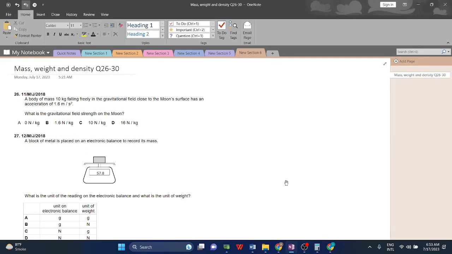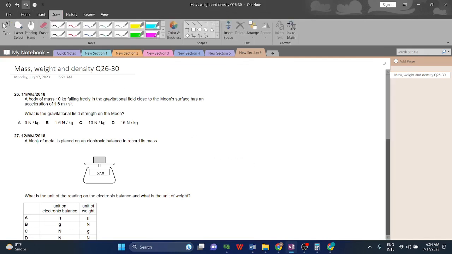Let's start. Question 26. A body of mass 10 kg falling freely in the gravitational field close to the moon's surface has an acceleration of 1.6 meters per second square. What is the gravitational field strength on the moon? It's gonna be the same 1.6, but the units are gonna be different. The units are gonna be newtons per kilogram. So the answer is B.